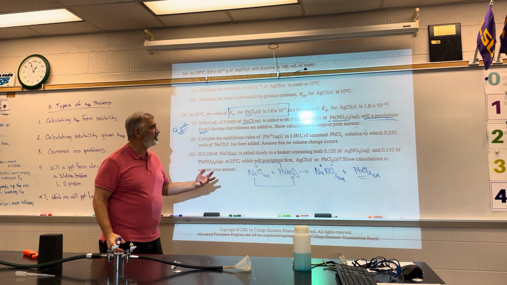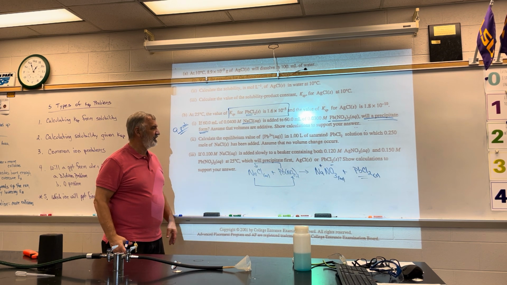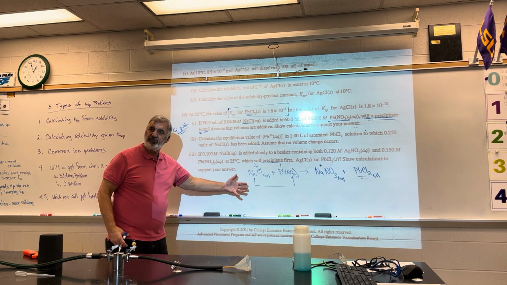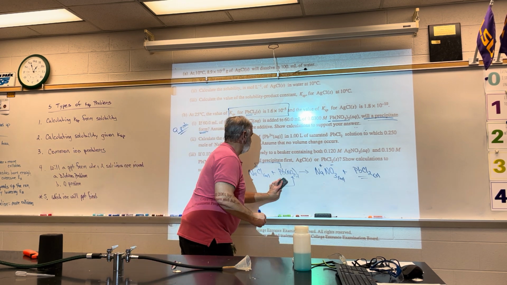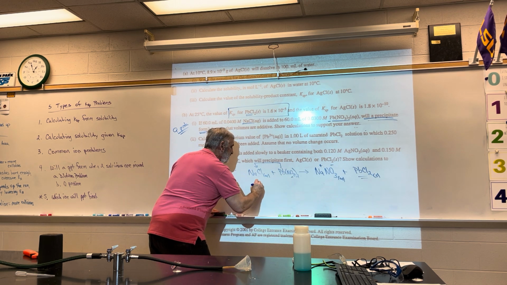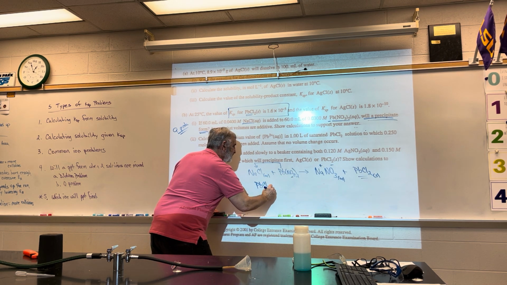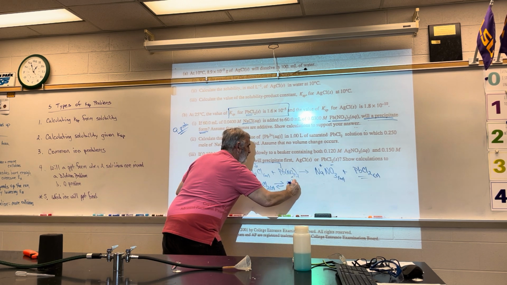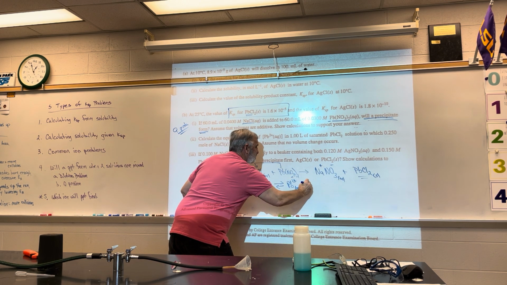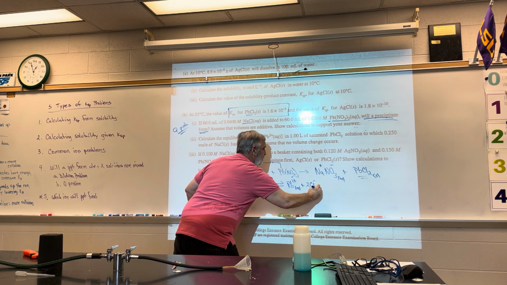Products over reactants, but what's my equation going to be? Do I use this one? What do I use? So I'm going to want to say PbCl2 going to Pb2+ plus 2 Cl minuses.